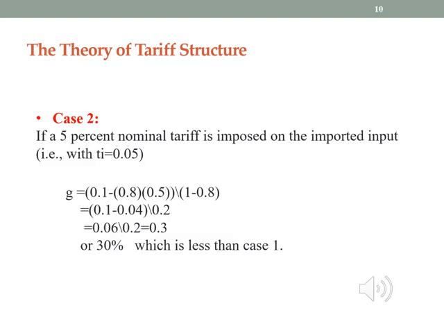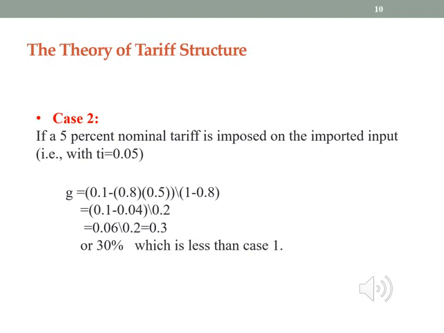Let's try now to do the same exercise. Let's try to calculate the effective rate of protection, but after changing the nominal tariff rate imposed on the imported inputs of wool. In our previous example, we have the nominal tariff rate imposed on the imported wool as 0. Let's now assume a positive nominal tariff rate on the imports of wool, which is equal to 5%. So here we have TI equals 5%.